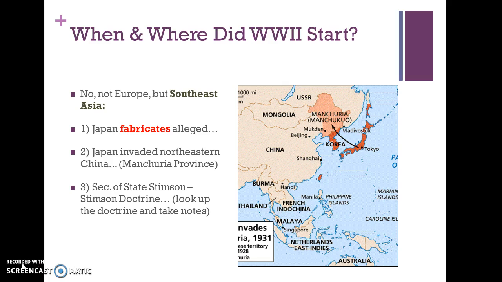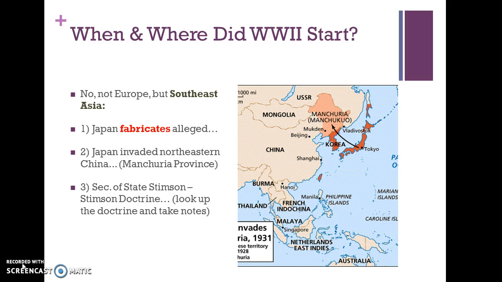One might think back to the war with Spain, and one could even think about World War II in some way. So that's the idea. Japan fabricates this story. In fact, it was Japanese soldiers who actually attacked the Japanese railway and then covered it up and pretended that it was the Chinese. So interesting stuff, I think.